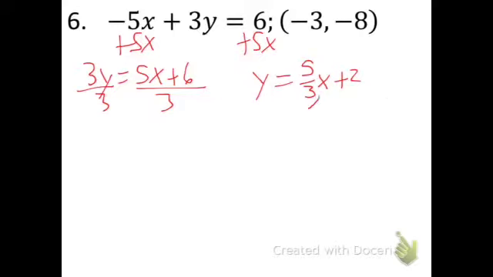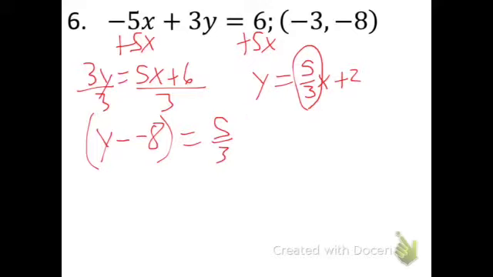Now, the only reason I got it like this is so I could get my slope, and I can know for certain what my slope is. Right now it's 5/3. We're going to use the same slope, because parallel lines have the same slope. We're going to look at y minus our y1, which is negative 8, equals 5/3 times x minus negative 3. Our x coordinate there on the point.